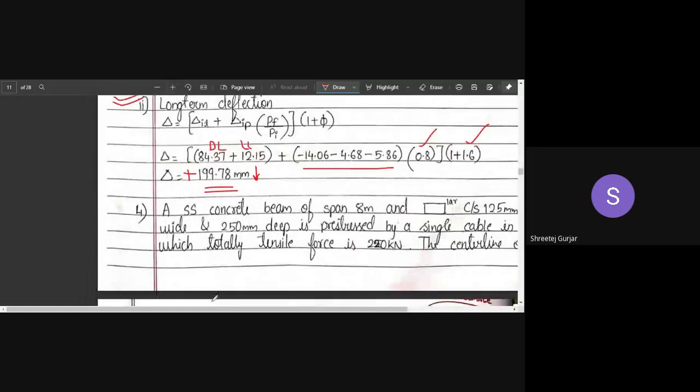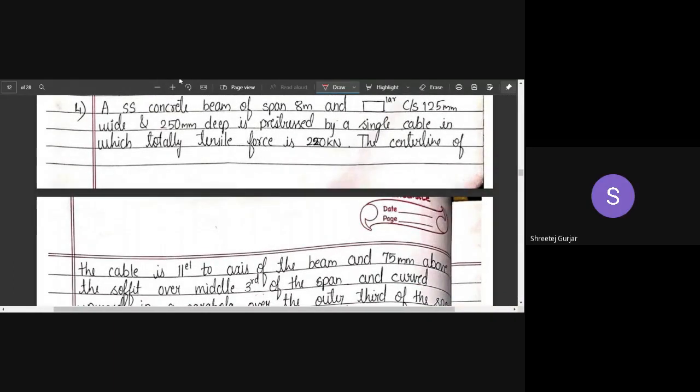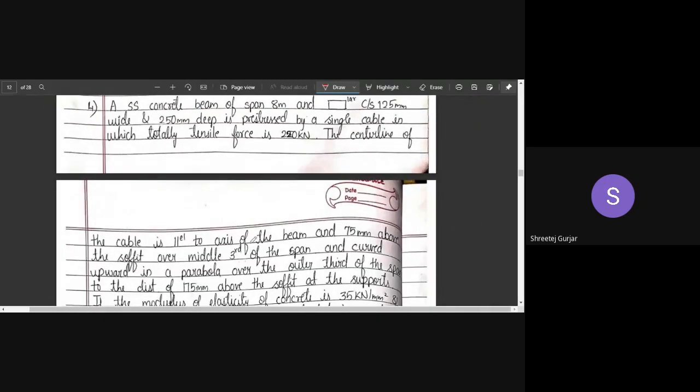Okay, should we move on to the next numerical? Fourth one? Yes, sir. Yes, okay. Yes, Shubham, I think you are there. Can you please read the statement for me? Yes, this concrete beam of span 8. Okay, what do you mean by SS? Anyone can please help your friend? What is the meaning of SS? Simply supported, sir. Simply supported. Okay, continue.